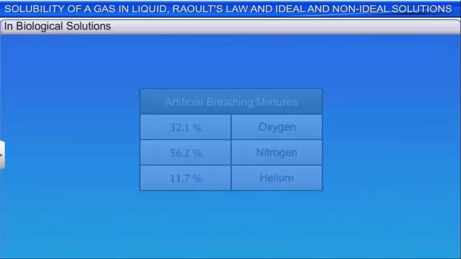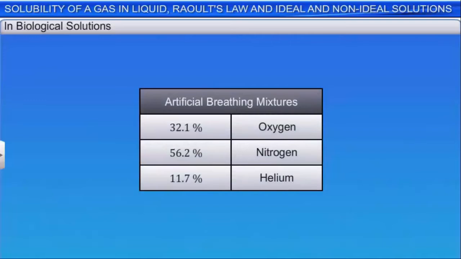To alleviate this problem, artificial breathing mixtures consisting of 32.1% oxygen, 56.2% nitrogen, and 11.7% helium are used. Helium is 5 times less soluble in blood than nitrogen. As a result, there is less dissolved gas to form bubbles.